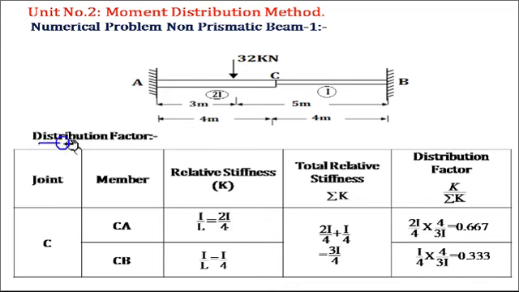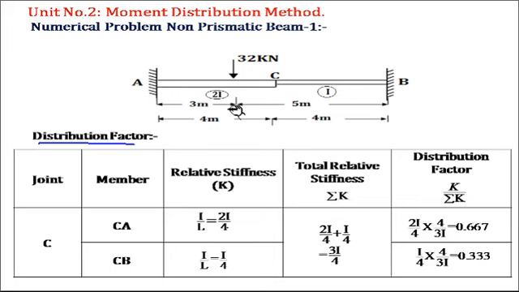Next, we'll find out the distribution factor. So here, as at point C, the value of moment of inertia is changing, at point C we'll consider it as a joint. So at C, two members are connecting, CA and CB. First we'll find out the relative stiffness for member CA. Now if you see from C to A, the far end is fixed. So as the far end is fixed, the relative stiffness for member CA is I upon L.